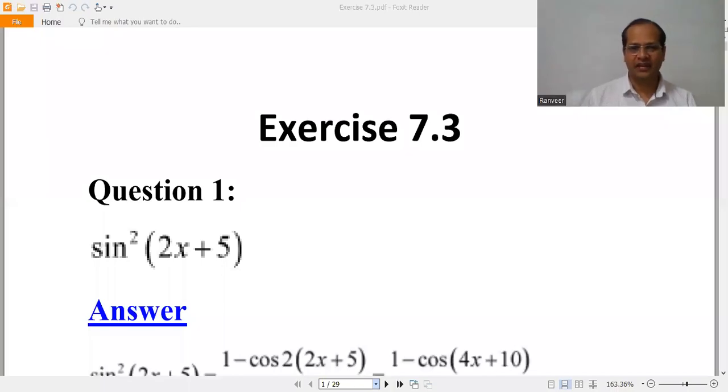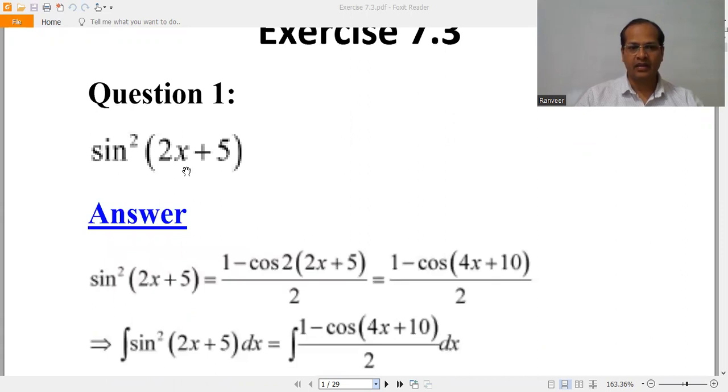Hello dear student. Exercise 7.3 of indefinite integration. Basically in this chapter we have to transform the trigonometric value into the integration formula, and after that we are finding out the value. The most important thing, you have to know the trigonometric formulas very well, then this chapter is very easy for you. So one by one we will see.